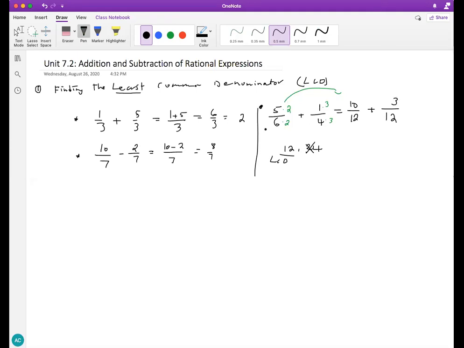As you can see, we took these fractions and turned them into equivalent fractions. These are equivalent to these. They're not different. The ratio is the same. It's just new fractions with different denominators. Now that we have the same denominator, we can go ahead and add. So I'm going to keep 12 here. And here we have 10 plus 3. And that's 13 over 12.